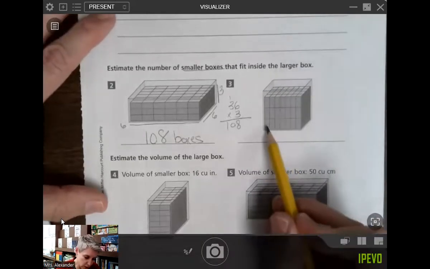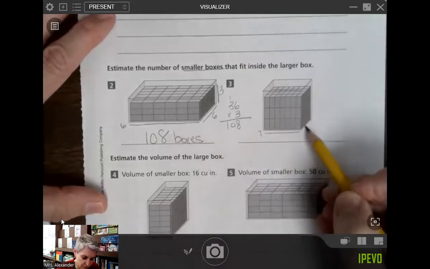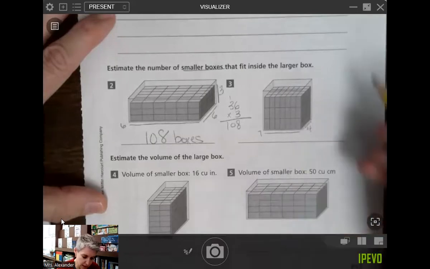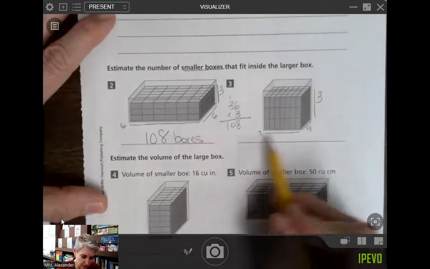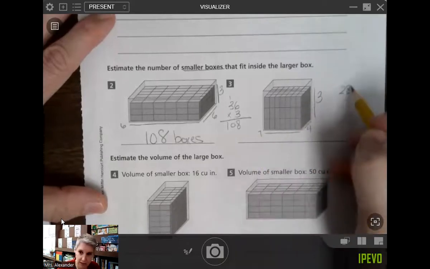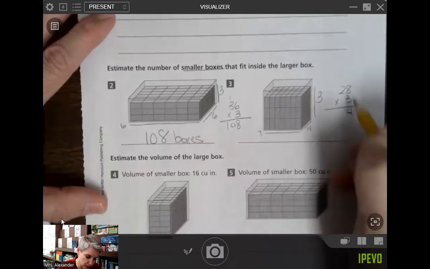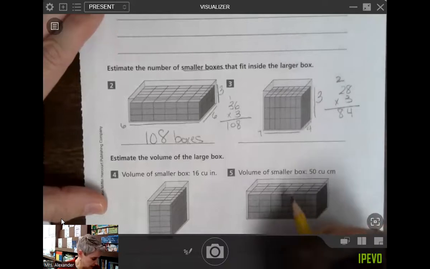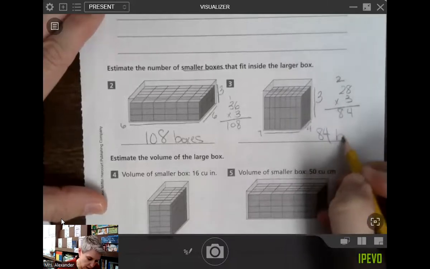For this one, 1, 2, 3, 4, 5, 6, 7 along the front, 1, 2, 3, 4 rows back. And 3 layers. 7 times 4 is 28. Times 3. 3 times 8 is 24. 3 times 2 is 6. Plus 2 is 8. 84 smaller boxes.